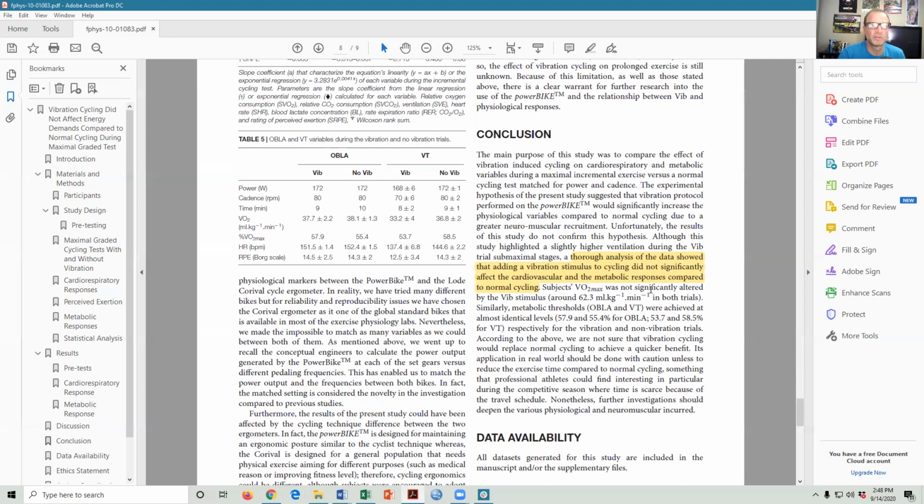And I'm actually really curious as to how they induced vibration, because now I'm wondering what type of vibration the person was experiencing. Were they vibrating the wheel? Were they vibrating the handlebars? Were they vibrating the seat post? Now I'm curious, because that vibration, how they delivered it, may actually explain the outcome of the study.